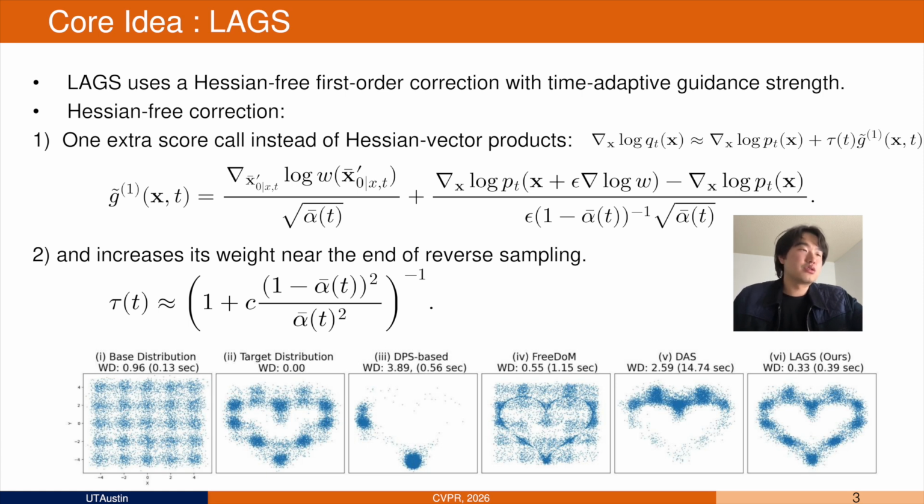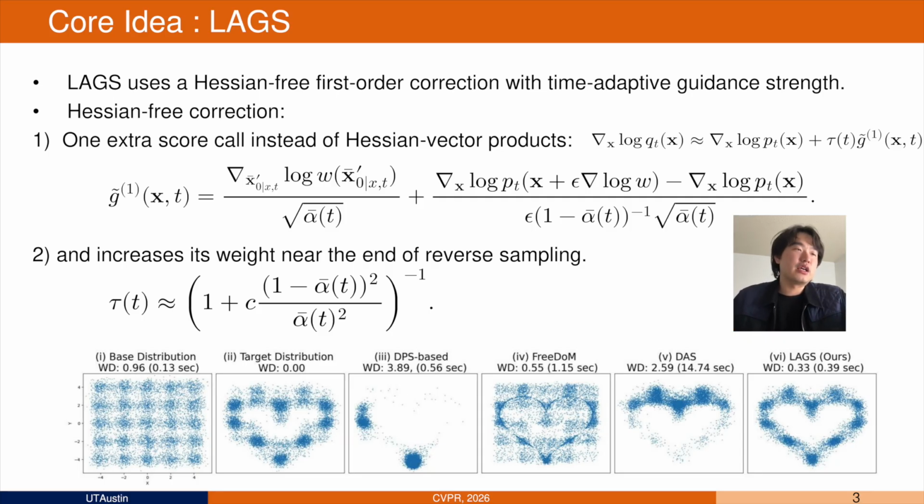We also use a time-adaptive scheduler. The idea is that we give weak guidance at early steps in reverse sampling and stronger guidance near the end when the denoised estimate is more reliable. So the key idea is that we are doing training-free, Hessian-free, and resampling-free guidance with a schedule.